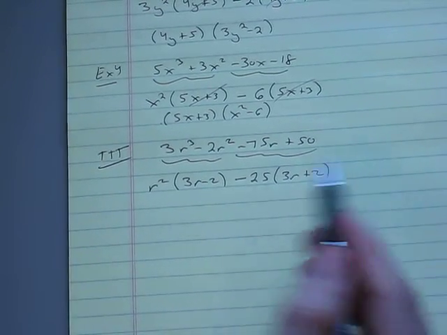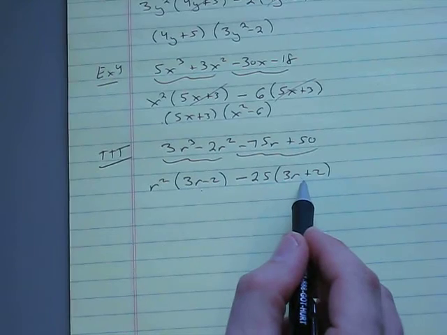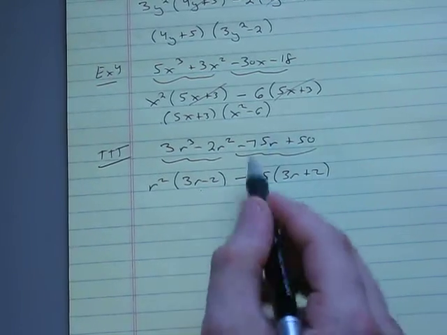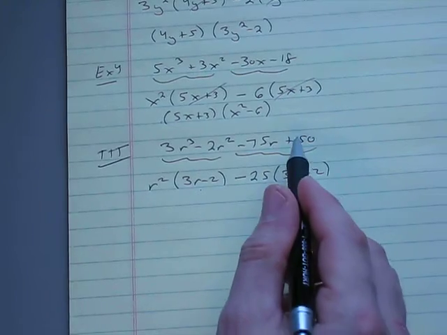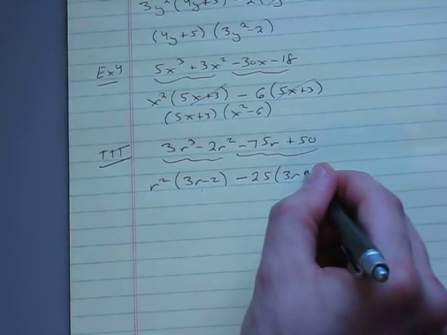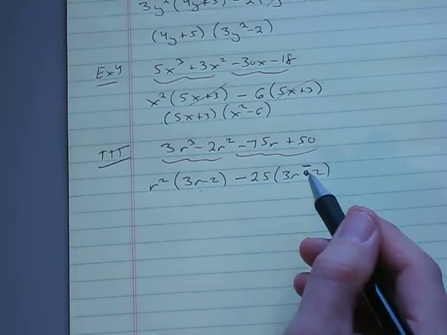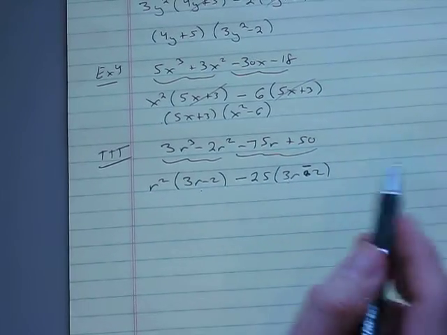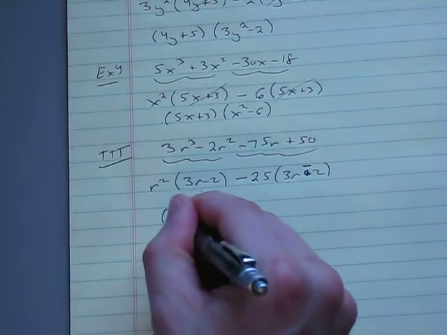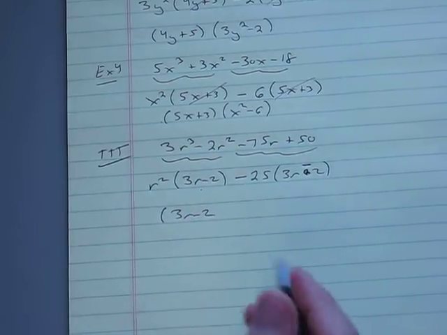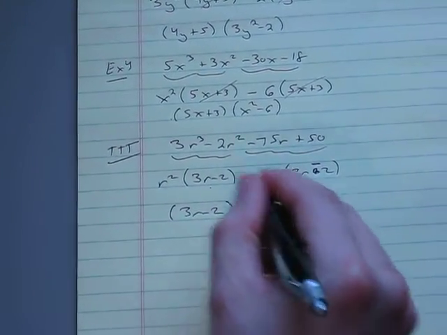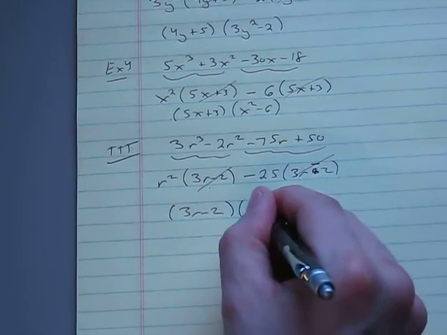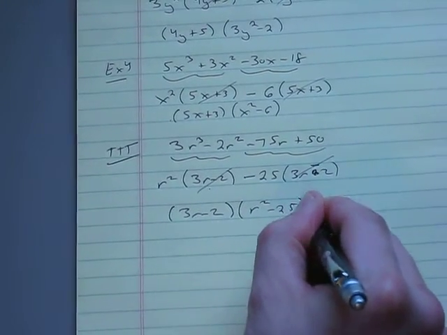And now I just noticed here, this doesn't match this. I must have made a mistake. When you divide by negative, negative divided by negative should be positive. Positive divided by negative, there was my mistake. So right there I caught myself with a careless mistake. But now that everything matches up, we got 3r minus 2. And I'm left with, cross it off, r squared minus 25.